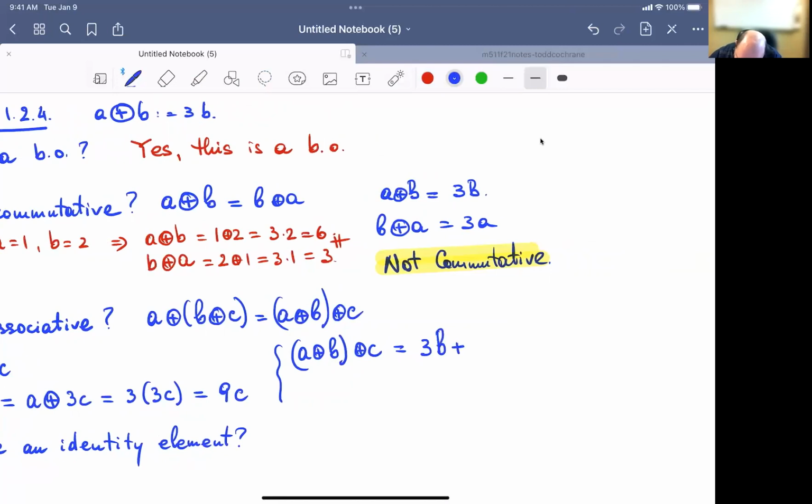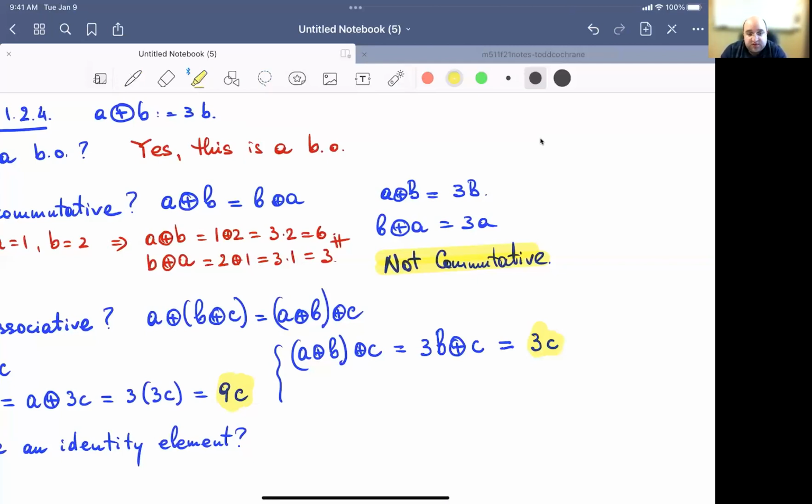And then I add to that c. And no matter what my first element is, the result is going to be 3 times c. So that would be my right-hand side, and this thing here would be my left-hand side. So that means 9c would have to be equal to 3c, and that would only happen if c is equal to 0. So that means in general, this doesn't hold.